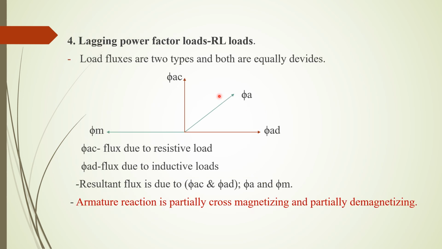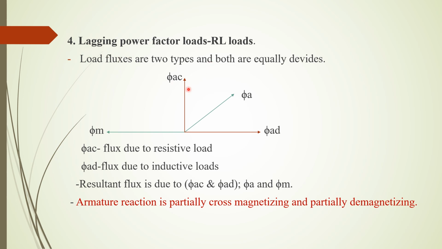The fourth important condition is at lagging power factor loads. Lagging power factor loads means there will be the effect of two loads. One load is resistive load and the other load is inductive load. So the resultant of this resistive and inductive loads will give you lagging power factor.